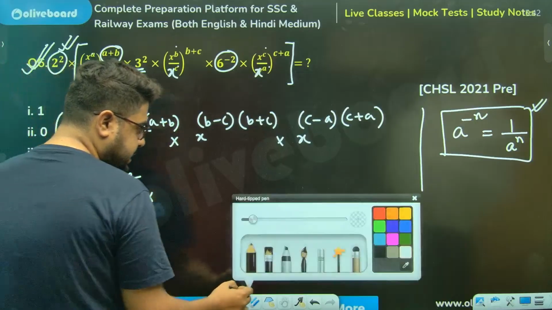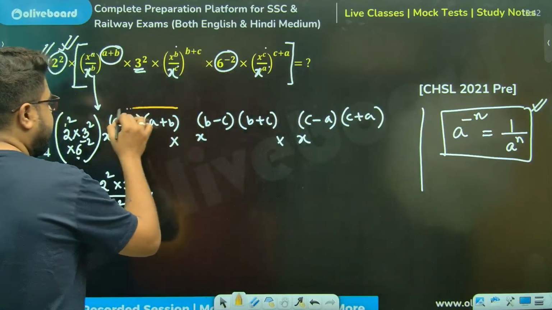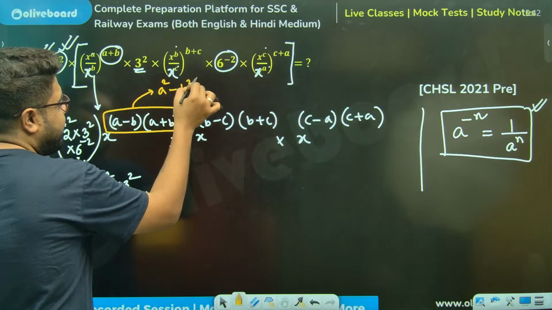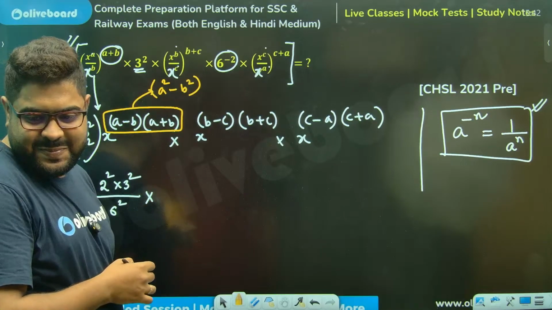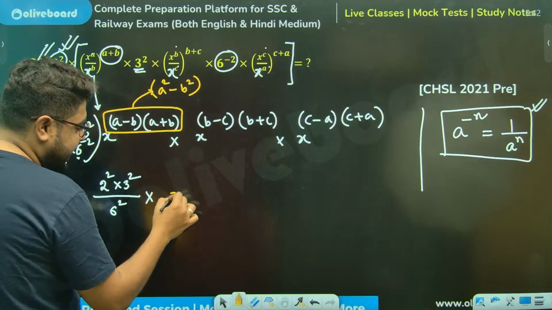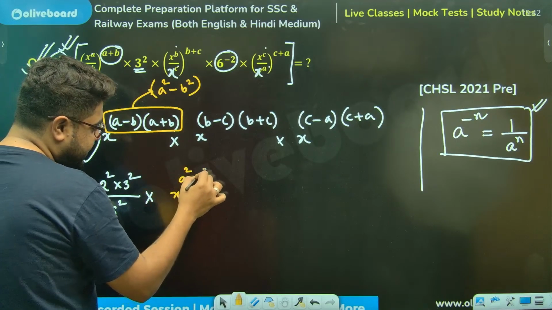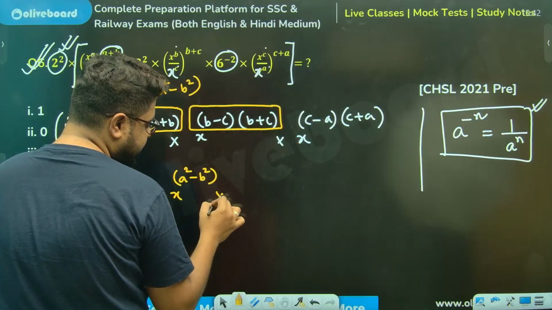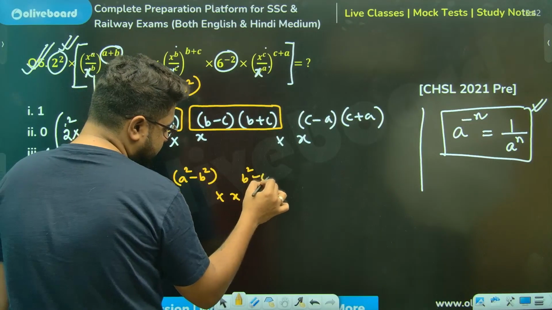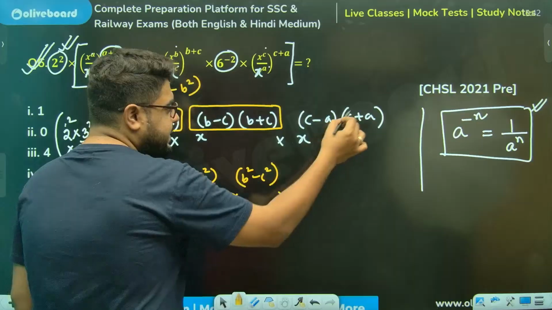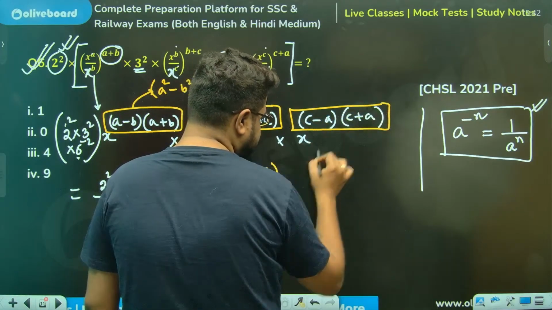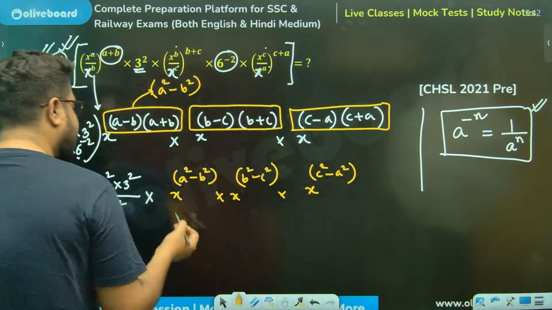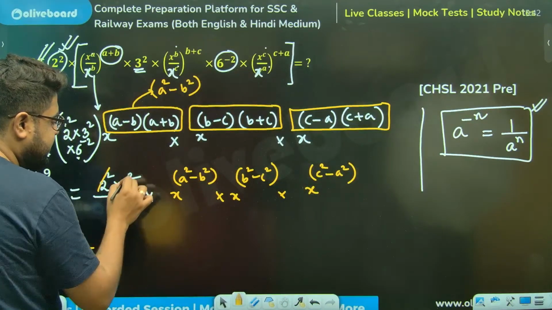Now again, sir, what can we write over here? This is the formula for a square minus b square, class 7. Sir, you write it down. So this is x to the power, again, b square minus c square, sir, into, sir, this is c square minus a square, sir. Perfect. Calculate, sir. This thing cancels.